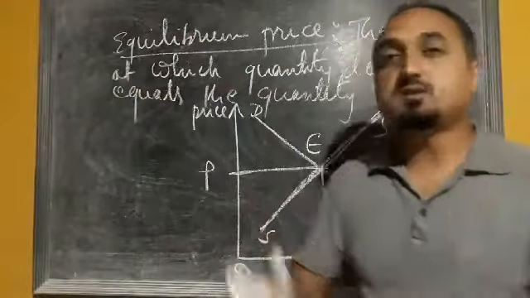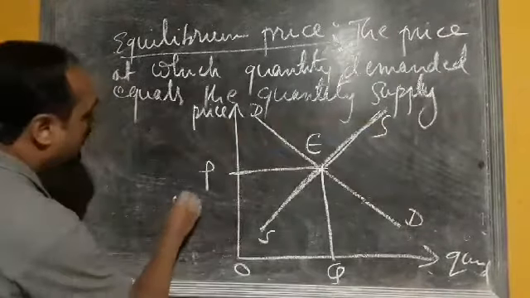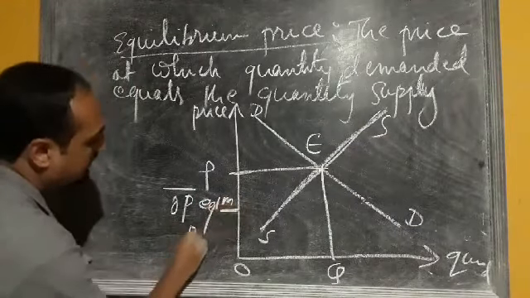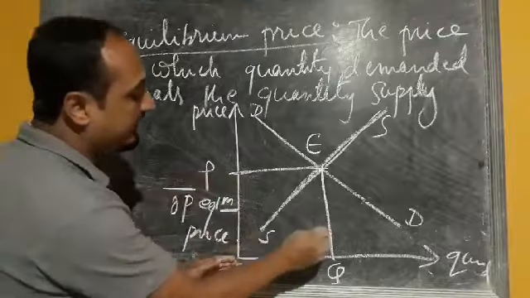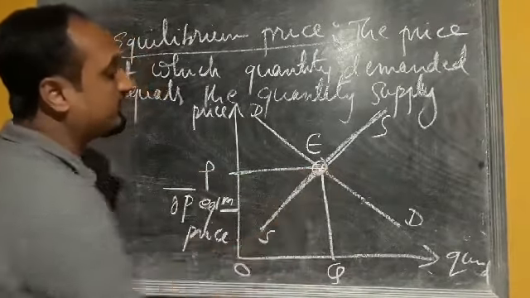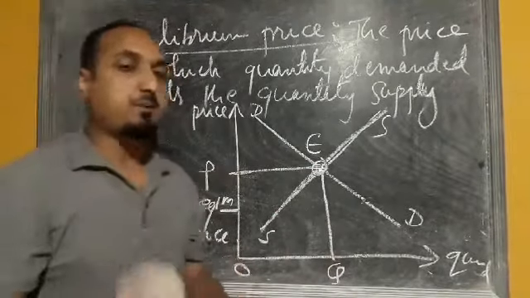So the price at which quantity demanded equals the quantity supplied. Here OP can be considered the equilibrium price, because at this price OP, quantity demanded and quantity supplied are equal. So this is our equilibrium point, this is the equilibrium quantity, and OP is the equilibrium price.